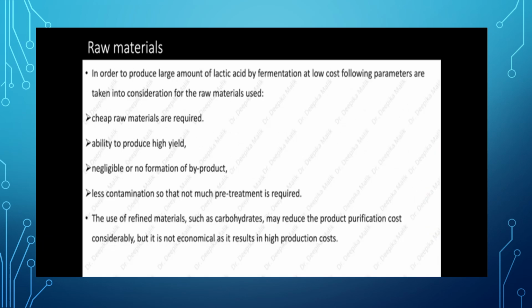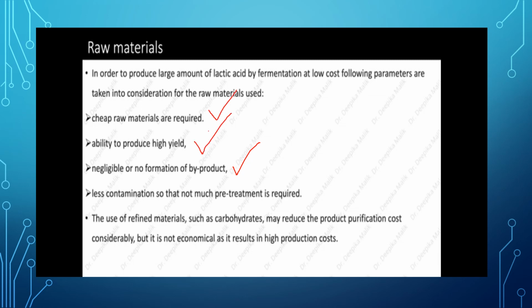What is the raw material for the formation of lactic acid? A cheap raw material is required. You will have to choose the cheap raw material for the process of production of this product. It should have the ability to produce high yield. There should be negligible or no formation of byproduct. These are the various characteristics that must be present in the raw material.